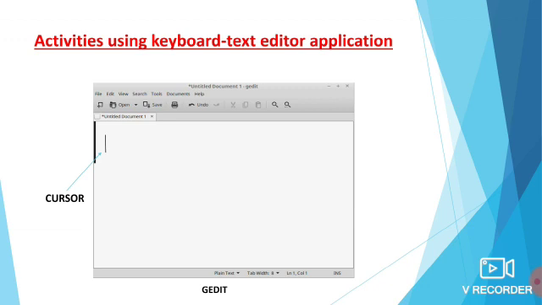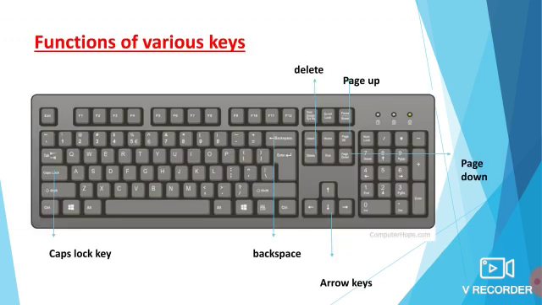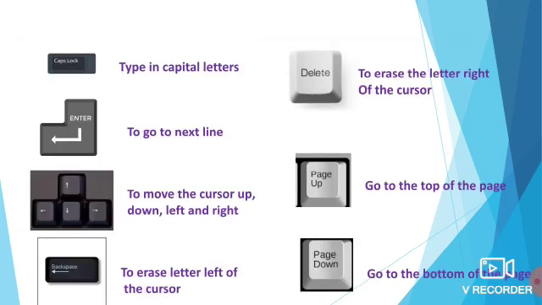After opening the gedit application, you can see the small blinking line like that. What is that called? Cursor. Yes. So here we are going to see the various functions of the keys of the keyboard. In that we are going to see what is caps lock key, delete key, page up, backspace, arrow keys, page down.